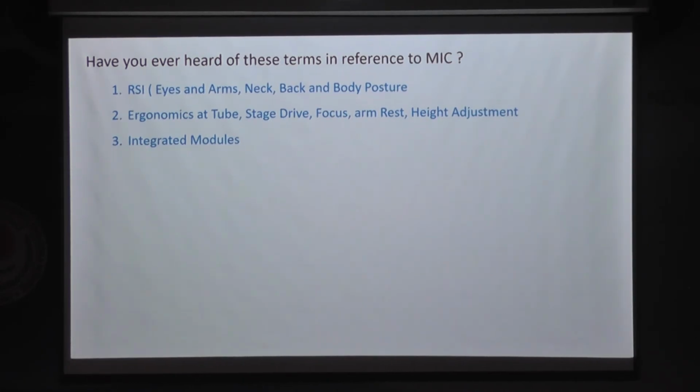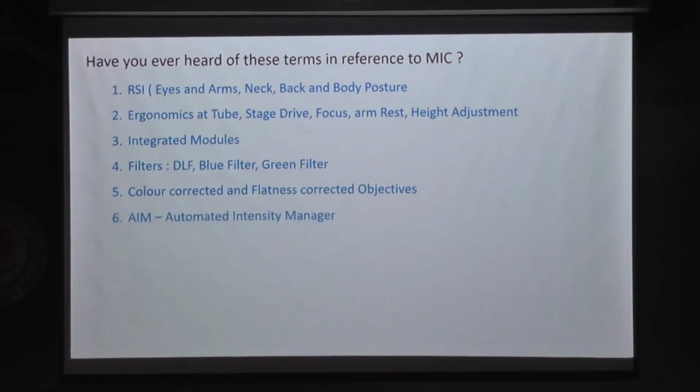Then we have something called integrated tubes. Some of the microscopes can accommodate integrated tubes. With the help of that tube, I don't need to purchase a new trinocular tube, but with the integrated tube, I can fix my camera also. Filters, that is DLF, blue filter, dark filter, these reduce the strain. Color correctness, flatness, we discussed during the objectives.